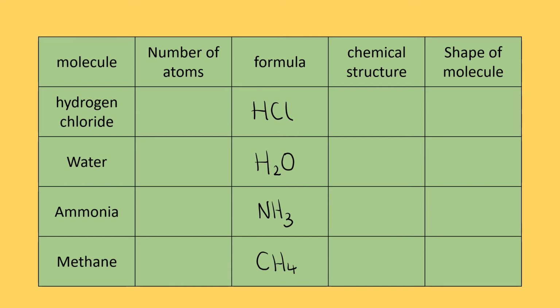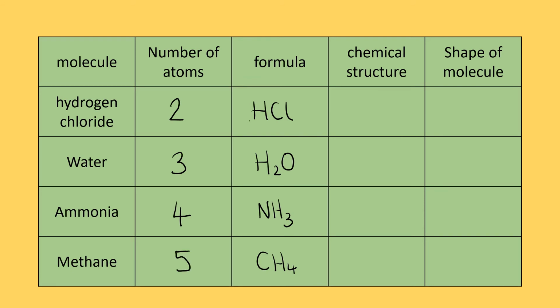So what we need to be able to do now is really simply to be able to count the number of atoms present in each of these molecules. So with HCl, you can see that there's one H and one Cl. That gives you a total of 2. For water, there's 2 H's and an O. That's 3. 1 N and 3 H's in ammonia makes a total of 4. And methane is 1 C with 4 H's. That's a total of 5.